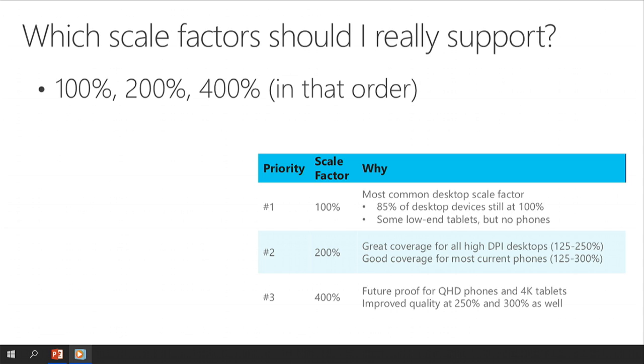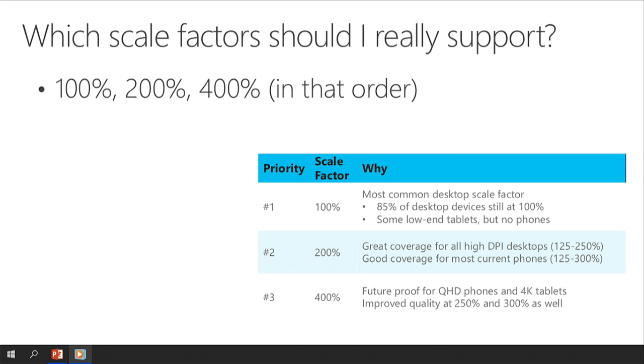And it makes sense because 85% of our desktop devices are still running at 100% today. Even with the high DPI devices that are coming, there's a lot of legacy hardware out there, and they're still the low end, the cheapest thing you can buy out of the store. Some of the new low-end tablets are also falling into that space. Phones are not falling into that space. Phones started around 150, maybe a few at 125. But this, as you can see, is going to be a huge number of devices.